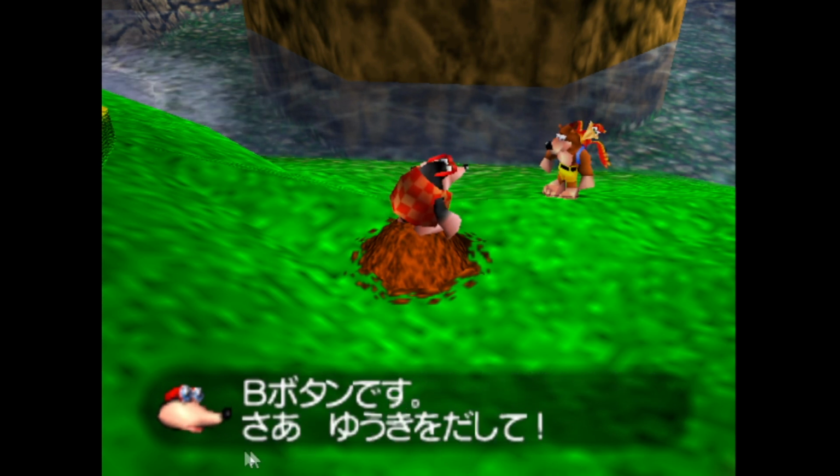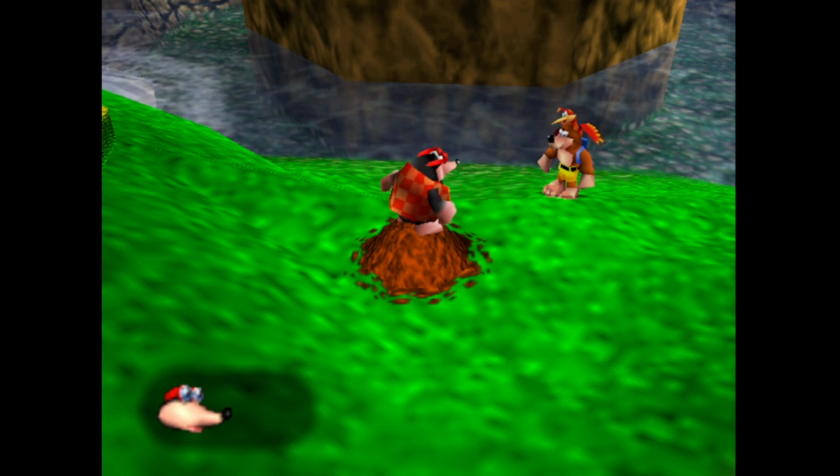B button desu. Just sort of like, you know, it is the B button. Press the B button when you want to dive into the water. And then sa, yuuki wo dashite. So now, basically, yuuki. It's like brave mind, brave vibe, brave mood, I guess. So courage, essentially. Courage. And then dasu is to present something or to get something out. So yuuki wo dashite, I suppose, is to like get your courage out or show your courage. Less literally, you know, be brave. But yeah.